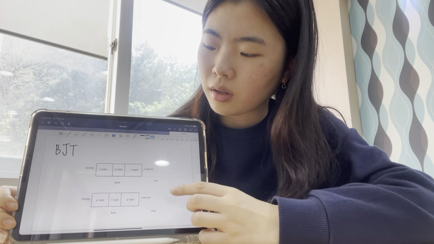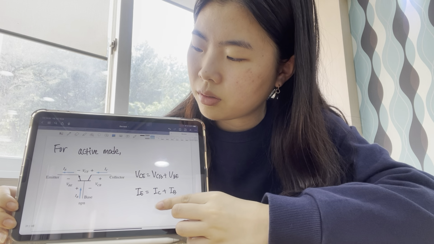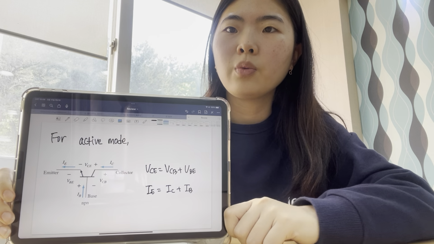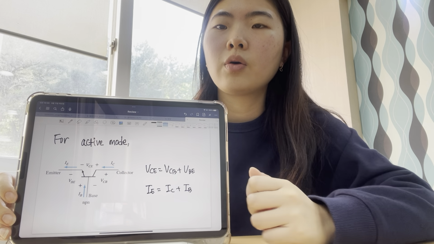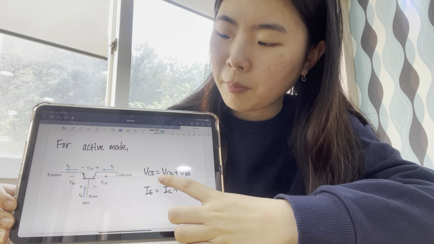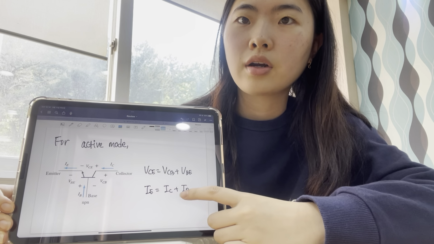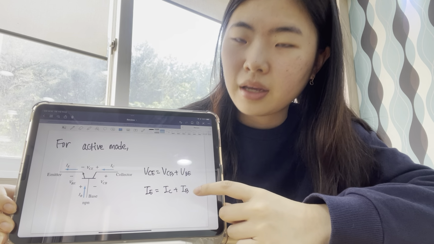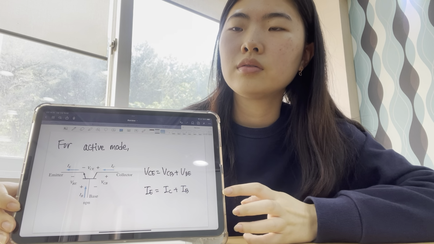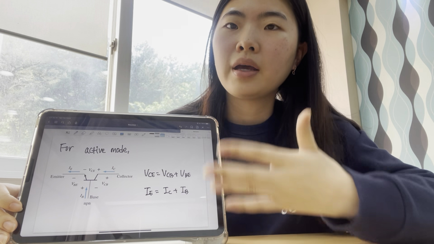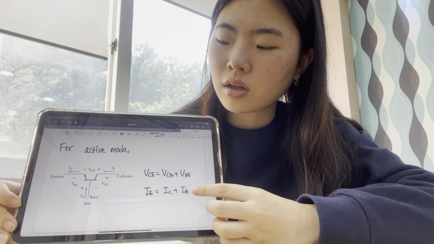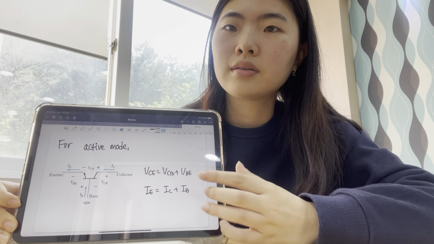And then, yes, this is the active mode of BJT. A BJT works like this, and then the collector-emitter voltage is equal to the collector-base voltage plus the base-emitter voltage. It is the basic theory of the voltage division of BJT, and current will flow the same way.